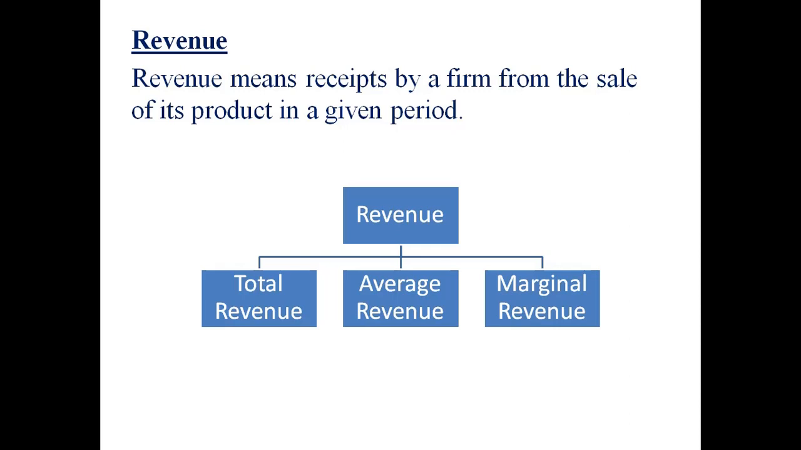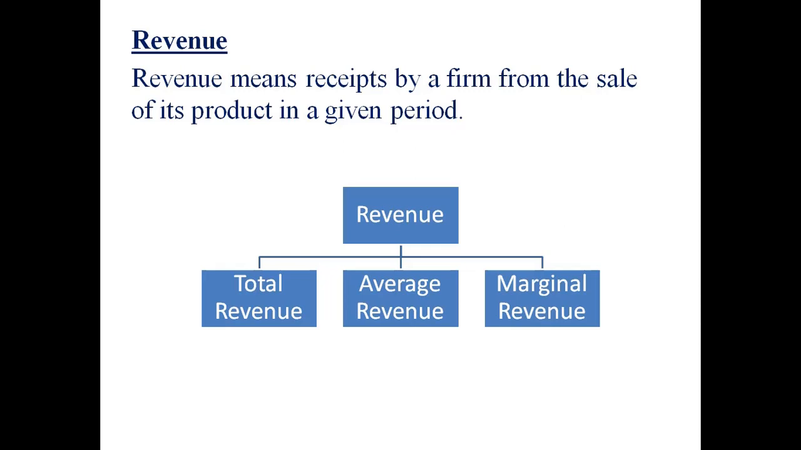So what is revenue? By revenue, we mean the receipts, or in terms of accounting, we call it sales proceeds. By selling various types of goods and services, whatever money the firm receives, that is called revenue. So in simple terms, it is the receipts of a firm through sales.